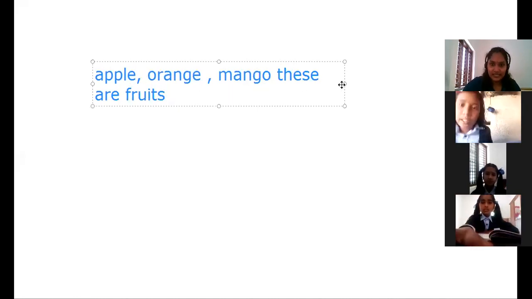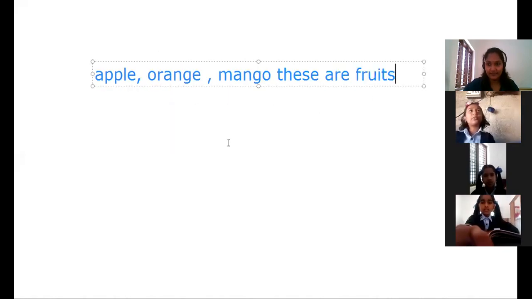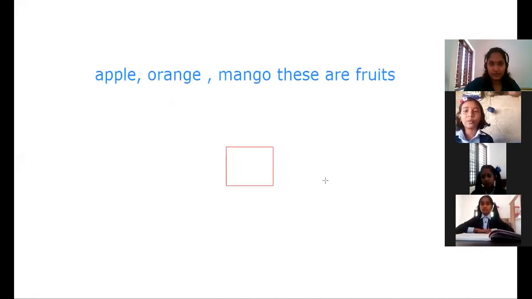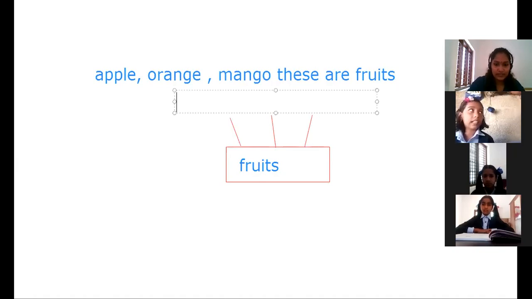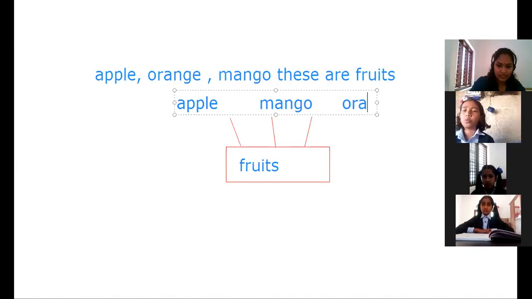Okay. These are fruits. This is a sentence. I can simplify that sentence into a picture like this. Here I'll draw this figure and I'll mention fruits. Then I'll draw some lines. If I want, I can make them in circles, but I'm not wasting time for that. Then I'll type apple, mango, orange.